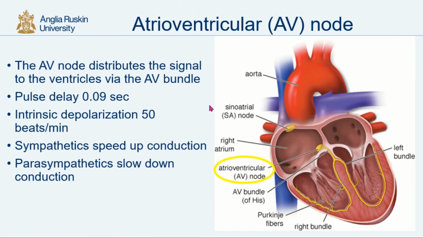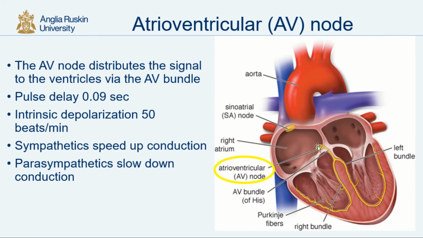Now, a wave of excitation spreads out from the sinoatrial or the SA node through the atria along specialized conduction channels. This activates the AV node. The AV node then distributes the signals to the ventricles via the AV bundle or the bundle of His. The atrioventricular node delays the impulses by approximately 0.09 seconds.